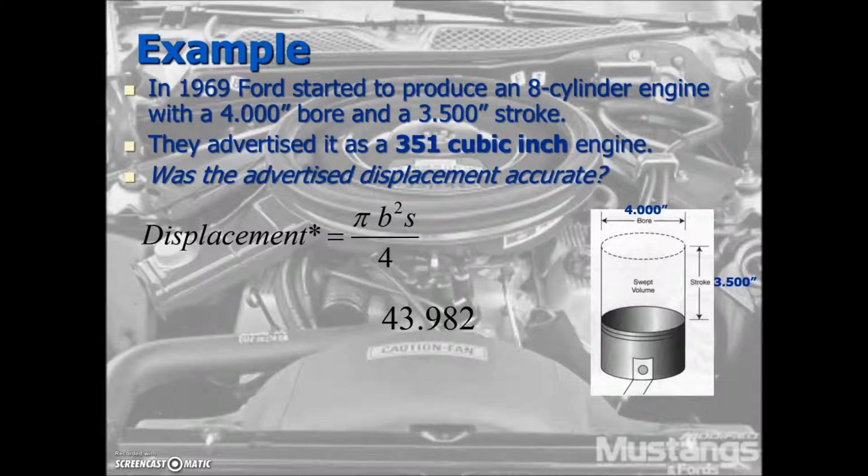Simplifying gives us a volume or a displacement of 43.982 cubic inches. That's for just one cylinder. Since this is an 8-cylinder engine, we times that by 8 to give us a total displacement of 351.856, which is above and beyond what the advertisement said.